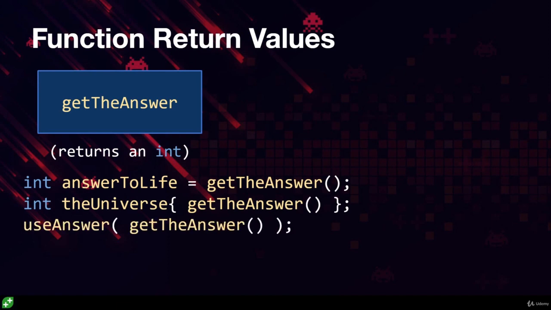We simply call the function inside another function's parentheses. Here we're passing the return value from getTheAnswer into the function useAnswer. getTheAnswer returns an int, so this only works if useAnswer takes an int as its input parameter.